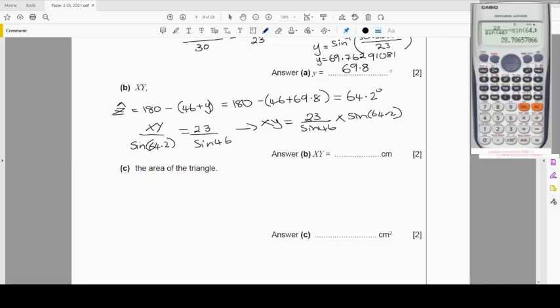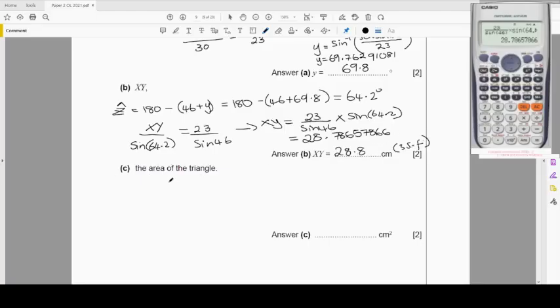Okay, so this is equal to, I'm just going to write the full calculator display before I round it off. This is 28.786578.66. And remember, the instructions say you must leave your answer correct to 3 significant figures. So this is 28.8. This is to 3 significant figures.